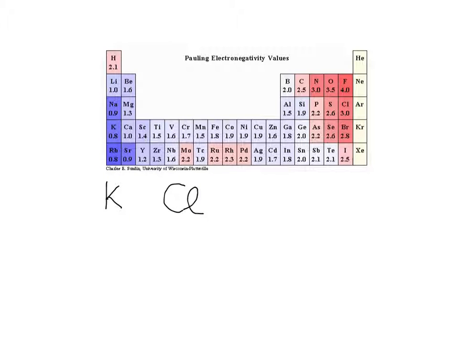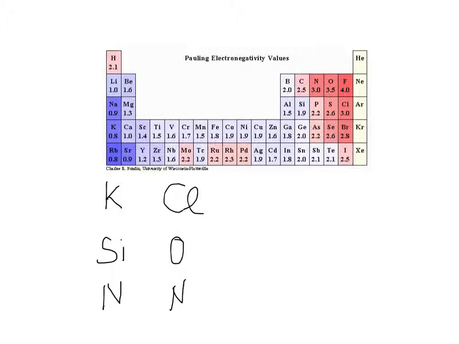And then we're going to look at silicon dioxide, so that's oxygen, and then we're going to look at nitrogen. And so the first one, the electronegativity value for potassium is going to be 0.8, and chlorine is going to be 3.0.